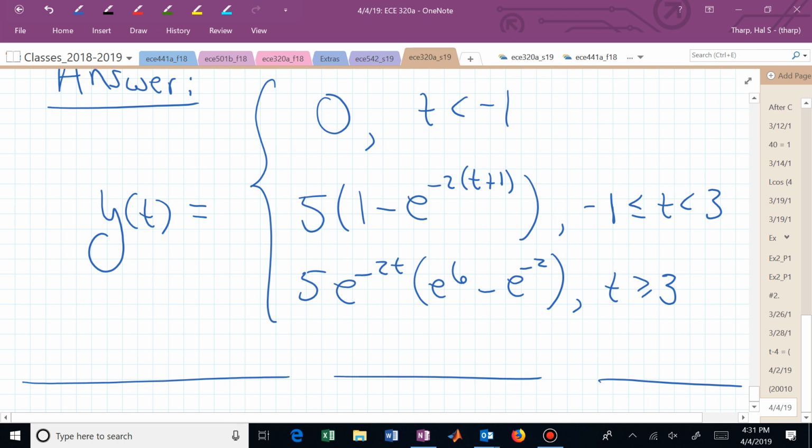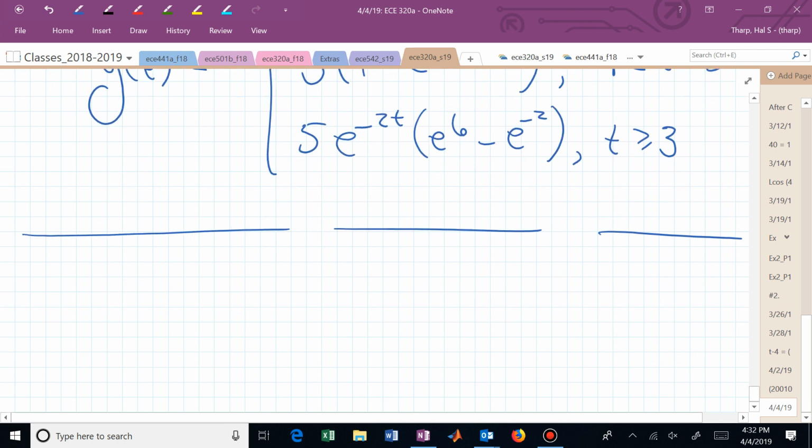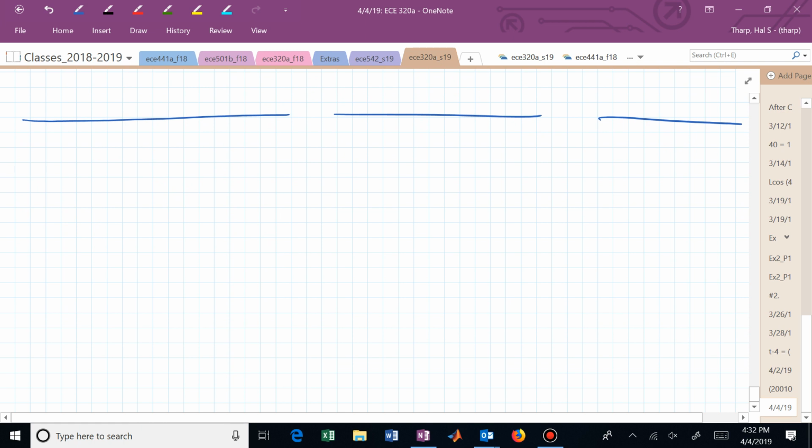2.5 seconds after 3 is 5.5. So we start something at minus 1, and then we're moving until 5.5. So that's what we have to sketch. And what does that look like? We've now low-pass filtered a pulse. We have this.